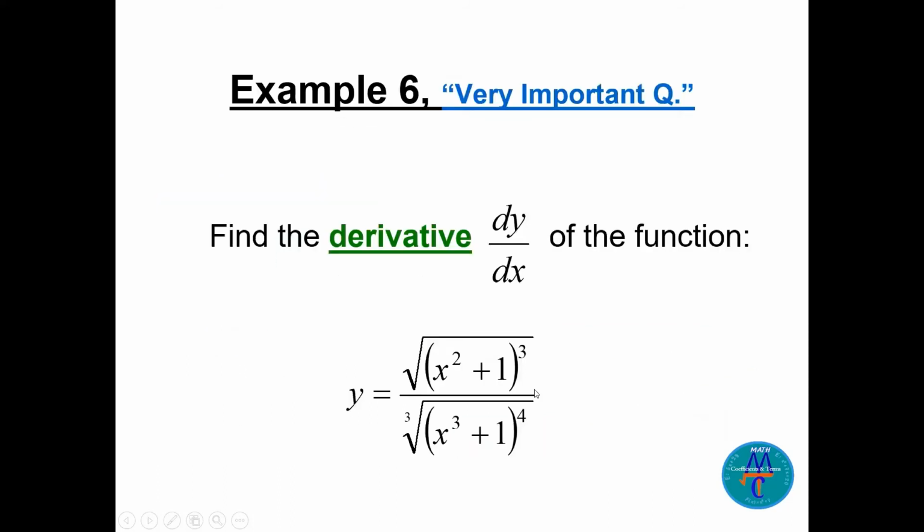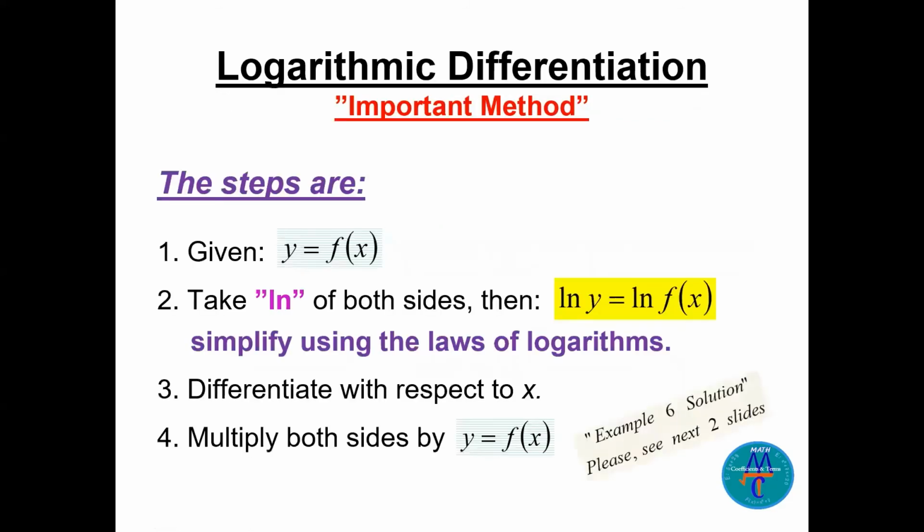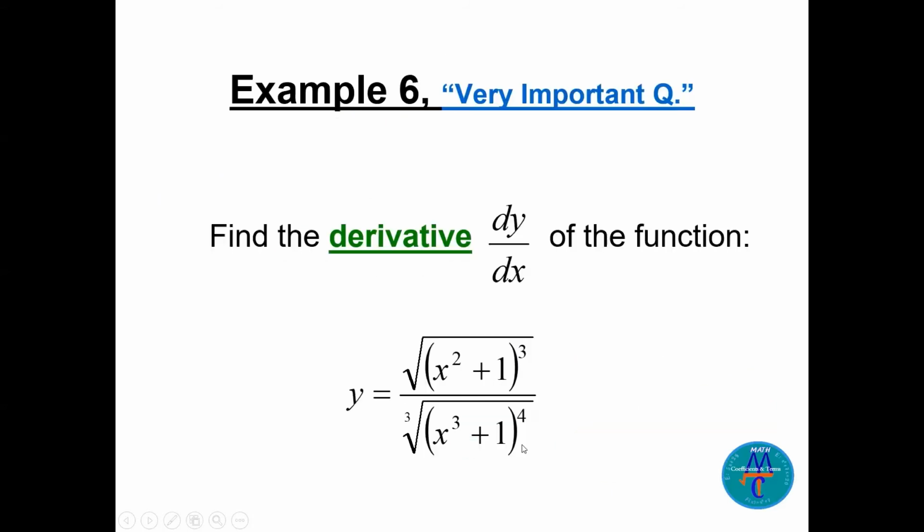So remember, this is example 6 here. Then I put the method. Example 6 solution will be the next 2 slides here. You can see that. So this is logarithmic differentiation. It's an important method that will make the question easier to find the derivative. And then at the end here, you have to multiply both sides by y equals f of x. So I put this method here between the question, example number 6, and the answer and the complete solution.